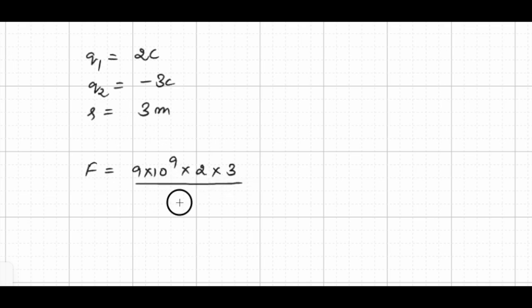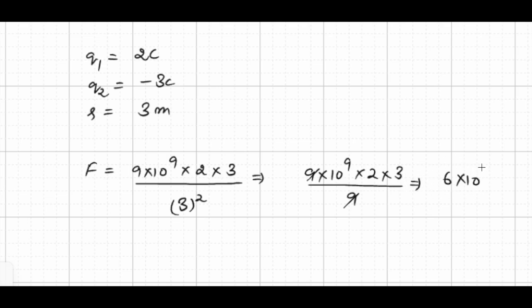So now r square will be square of 3. It will be 9. That is good because we have a 9 in the numerator also, so that will be cancelled out. So we can cut out the 9, and it will be 6 into 10 raised to the power 9 Newton. So this is our force which will be experienced by these charges.